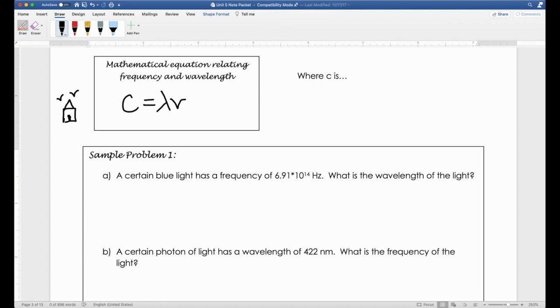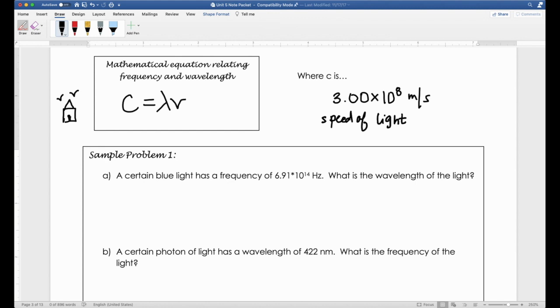And c is always equal to 3.00 times 10 to the 8th meters per second. And again, we call that the speed of light. But really, it's the speed that all radiation travels at, not just light, although normally we don't say radiation travels at this speed, it's always light.